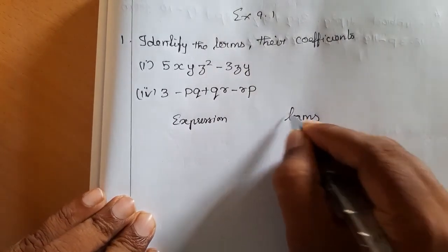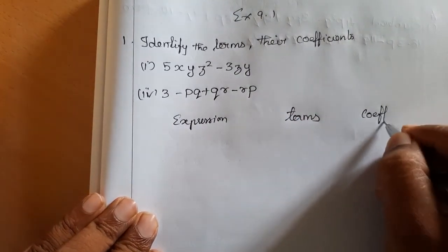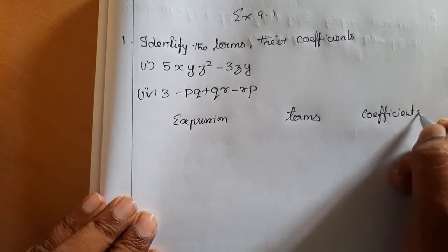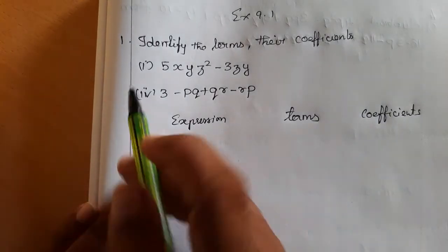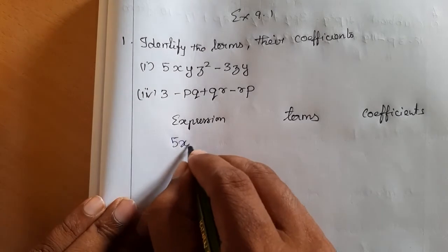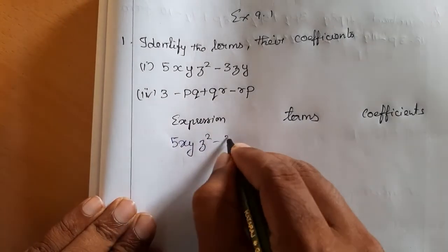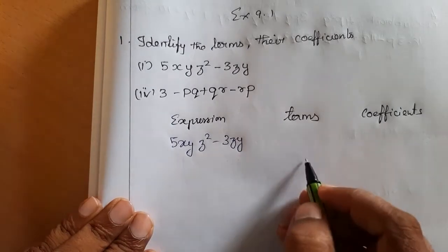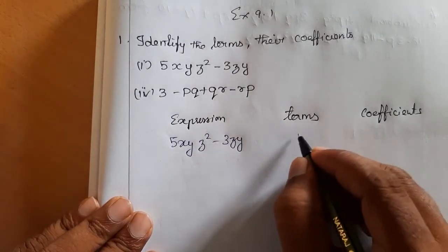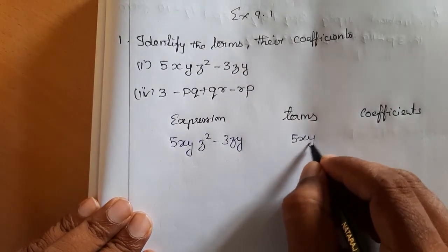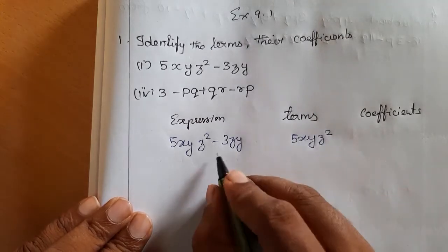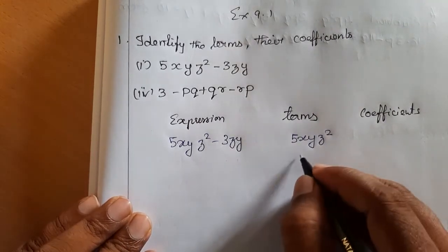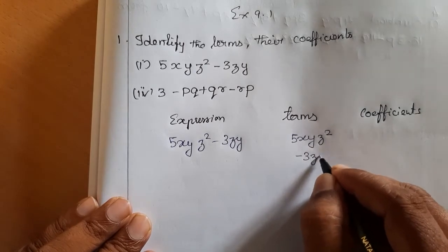After finding the terms only it is possible to find the coefficients, right? So what is the first question? First question is 5xyz square minus 3zy. So how many terms are there? 2 terms. Just write one by one, each term in each line. So first line I write the first term 5xyz square, and second line is the second term. Negative sign also we have to consider, so it is a minus 3zy.